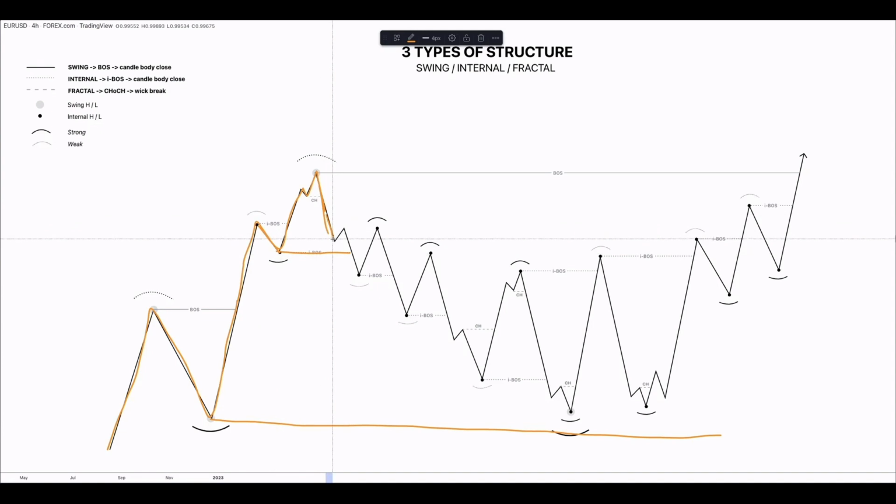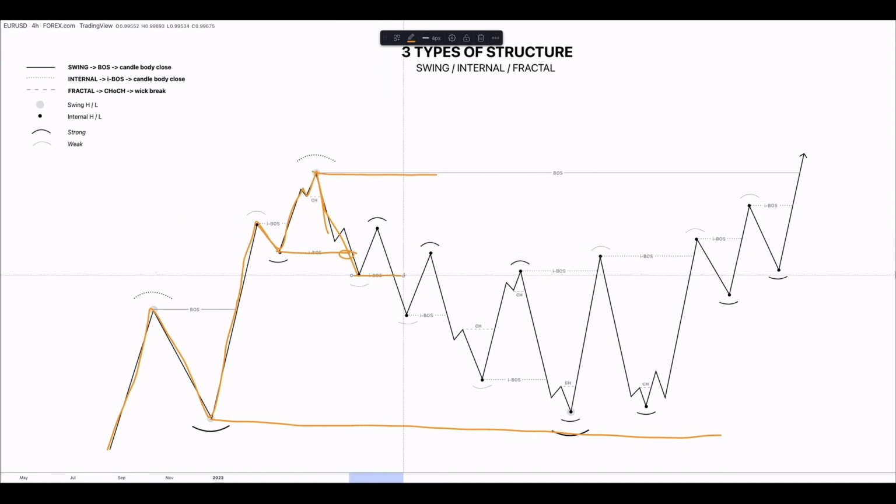Because remember what could happen? We could do this, right? And then we could get a bullish CHoCH, and then we'd expect the internal structure to continue, okay? So that's why we have to wait for what? Wait for the bearish IBOS. Once we get the candle close below that internal low, we know this is our new internal high, right?